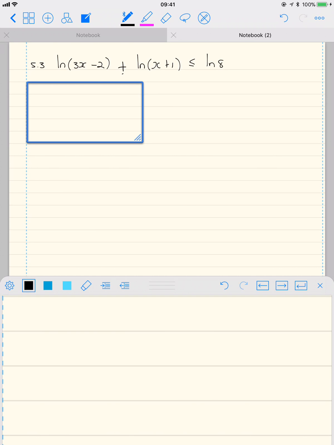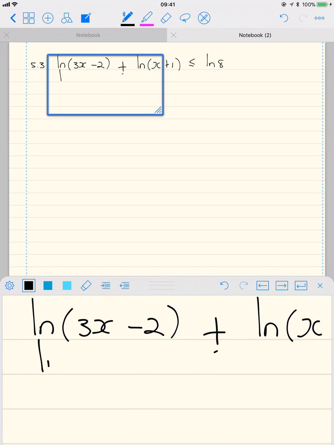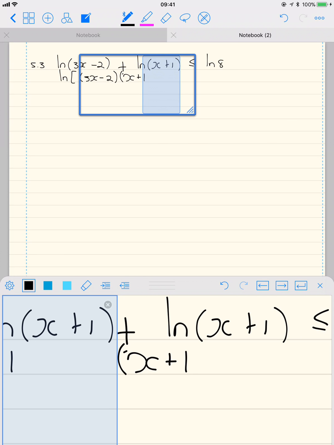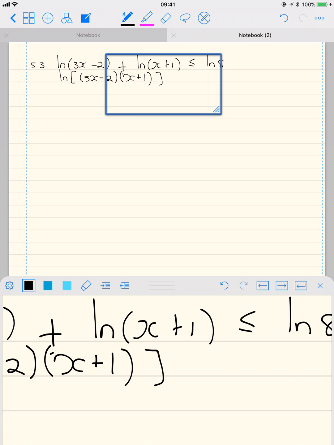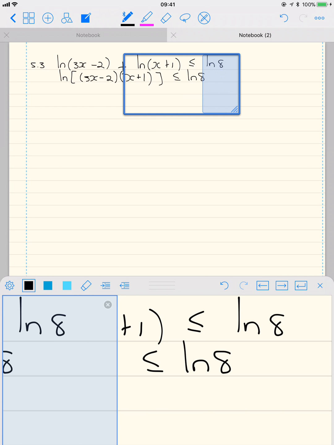For question 5.3, we will again use our log rules to simplify this. So we will have ln (3x minus 2)(x plus 1) must be smaller than ln 8. Now there are two parts to this question.